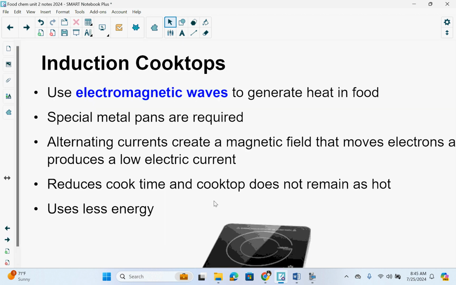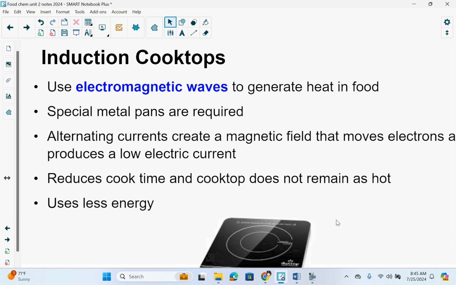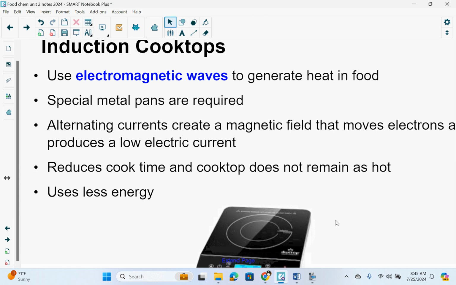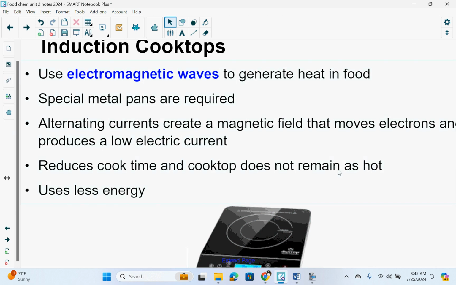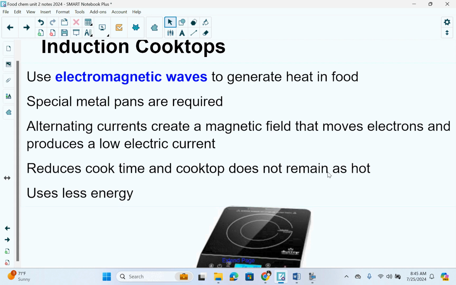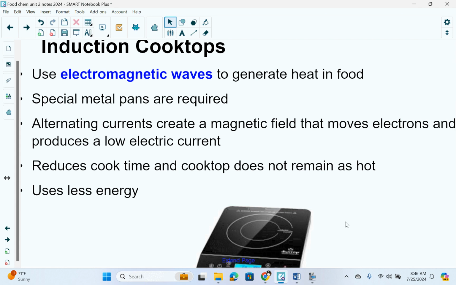Okay. All right. Now this is the type of cooktop we will use. It's called an induction cooktop. So it uses electromagnetic waves to generate heat in food. Special metal pans are required for this. There are alternating currents that create a magnetic field that moves electrons and produces a low electric current. Why we use this: it reduces cook time, and the cooktop does not remain as hot. It also uses less energy.